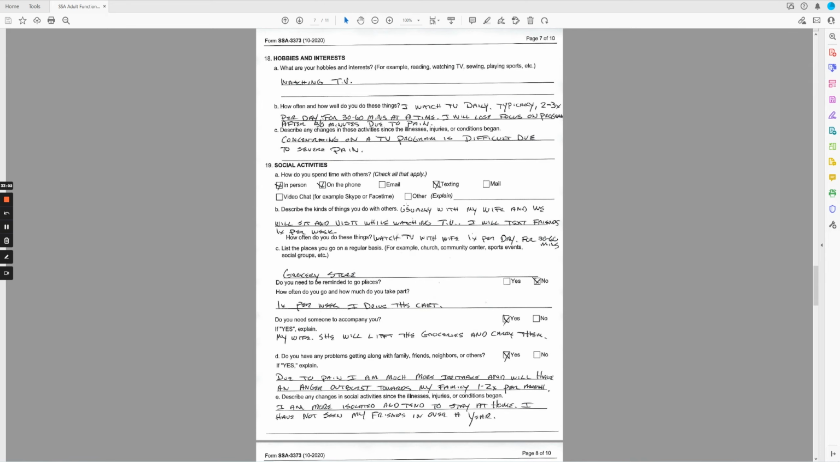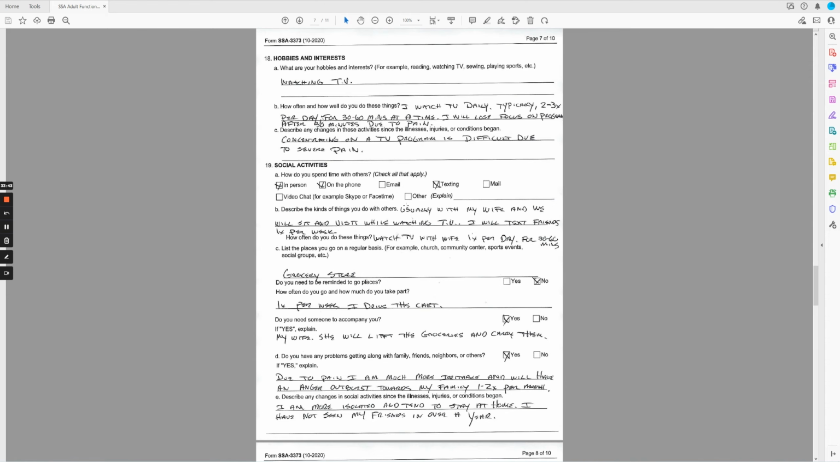So be careful. How often and how well do you do these things? So here I watch TV daily, typically 2 to 3 times a day for 30 to 60 minutes at a time. I will lose focus on programs after 30 minutes due to pain. So even watching TV is different for me now than it once was. Describe any changes in these activities since the illness, injuries, or conditions began. And here again, concentrating on a TV program is difficult due to severe pain. Okay, so be careful with the hobbies and interest ones. Make sure any hobbies you're doing are consistent with all the reasons you say you can't work.